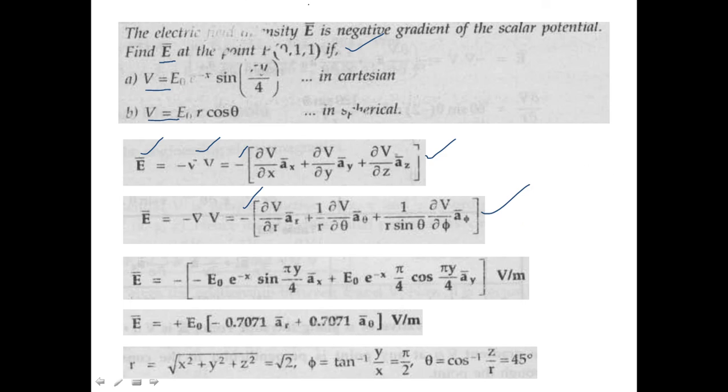Now the only thing different here is that these coordinates are in the Cartesian coordinate system, but here they have given it in the spherical coordinate system. So before applying this, you have to convert this xyz to r, theta, phi, because this problem is in the spherical coordinate system. For that you can use this formula, where xyz is converted to r, phi and theta. Applying that you will get E vector at that point.